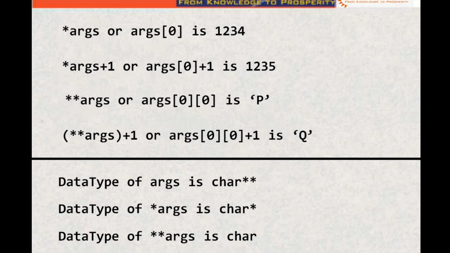Thus star star args happens to be args of 00, which is nothing but P, that is the value at 1235. Now star star args, which happens to be capital P, plus 1. So what happens is 1 is added to the ASCII value of P. Thus we have the character Q. This you can understand clearly when you know the data types of ARGS, star ARGS and star star ARGS.